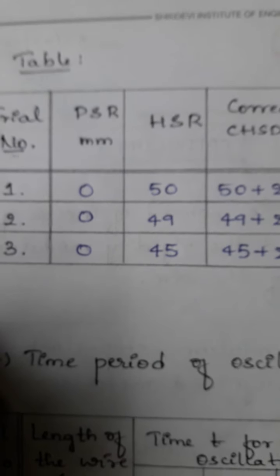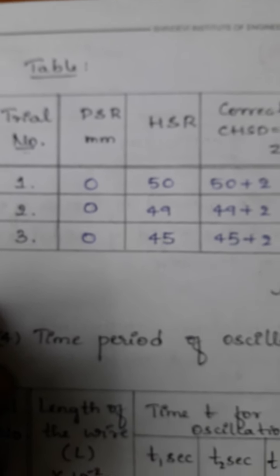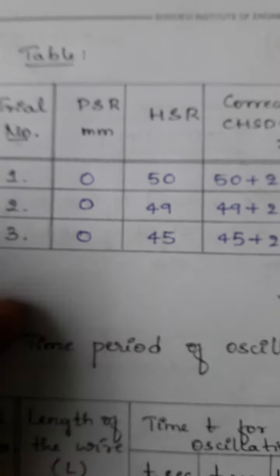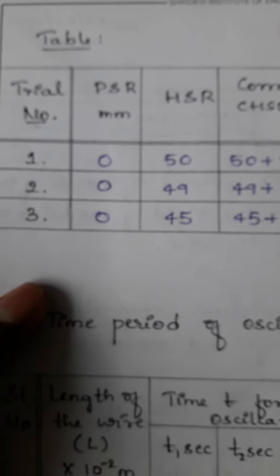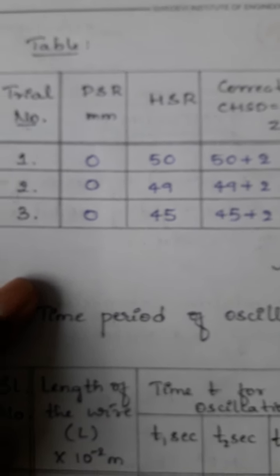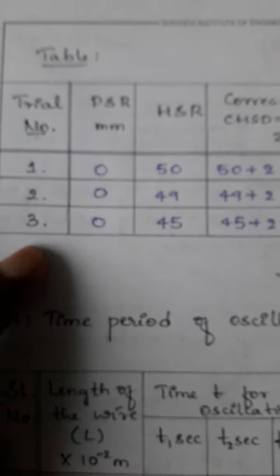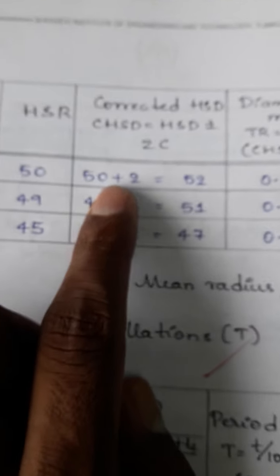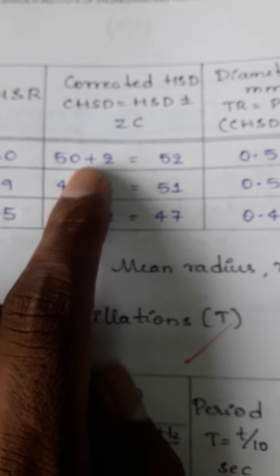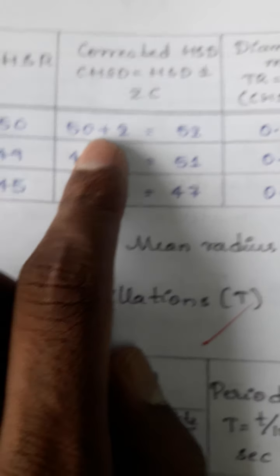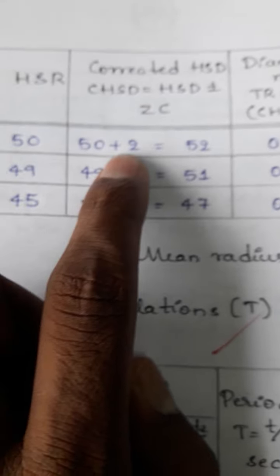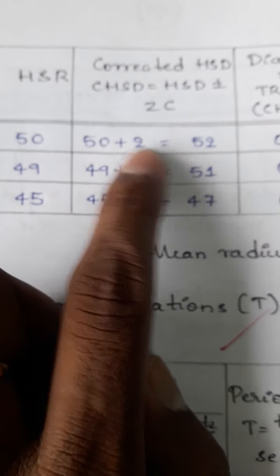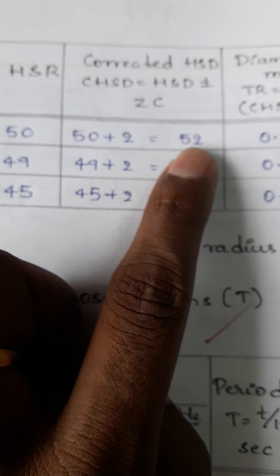For example, I am showing here we have a table, where 3 different trials, meaning 3 different places of the wire, are taken. This is the table to measure the radius of the wire. Pitch scale anyhow we will get 0. First trial, pitch scale is 0, head scale they get 50. One more column is there, corrected head scale division. They add 2: 50 is the head scale reading plus 2, making 52.